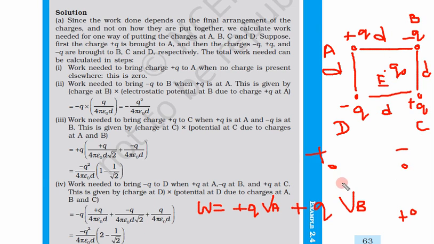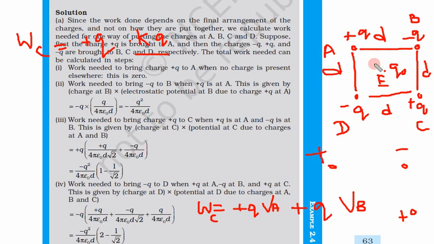So what will be there? So let us calculate this. So W is equal to W, this C. Let us mark this as C. WC. So WC is equal to positive Q. This charge is positive, and potential due to A is K, charges again positive Q. So let us write positive.